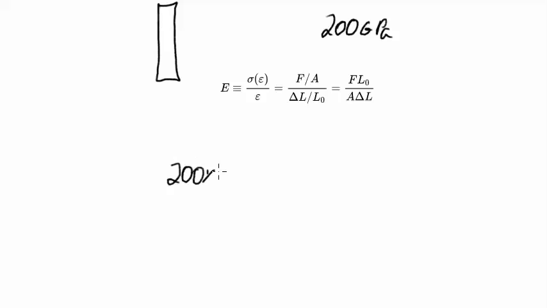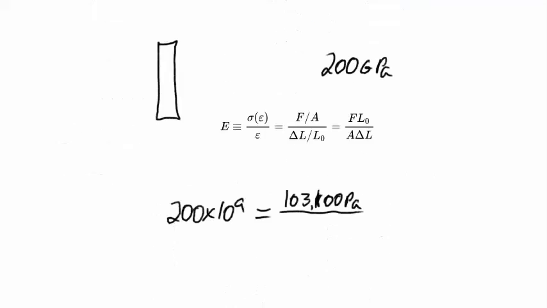So 200 times 10 to the ninth pascals over here on the right. Force over area is going to be the pressure. Let's use atmospheric pressure, which, if I remember right, is 103,100 pascals, divided by delta L over L sub naught. I'm not going to plug in anything there. What I'm going to do is compare that to the value that we had up here, which was 6.9 times 10 to the negative 10th.